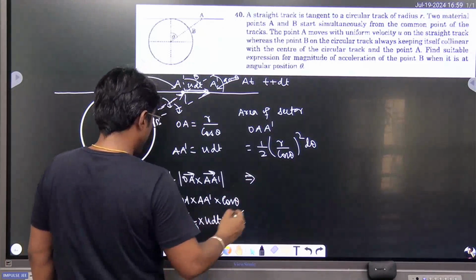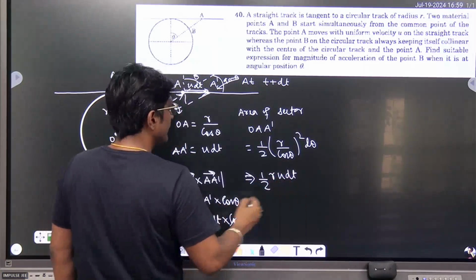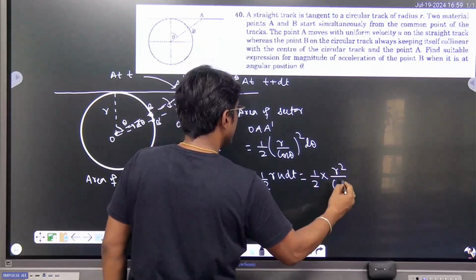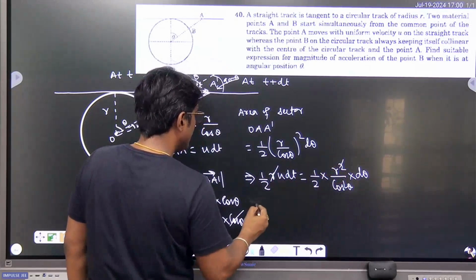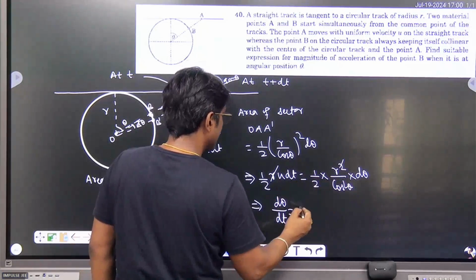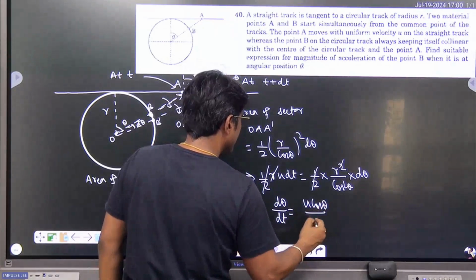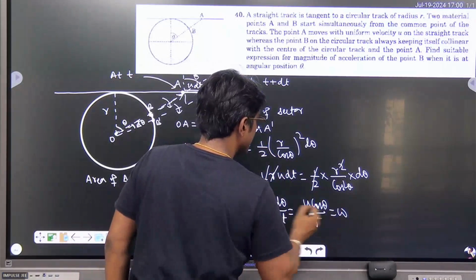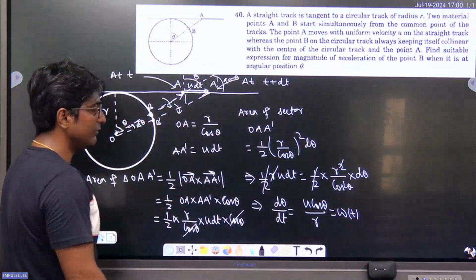So we can write, this is coming half r u dt is equal to half r square cos square theta d theta. So these r get cancelled out. So d theta by dt would be u cos theta by r. This is omega at this given instant. You can say when it is making angle theta at any time t. So omega is a function of t, we can say.